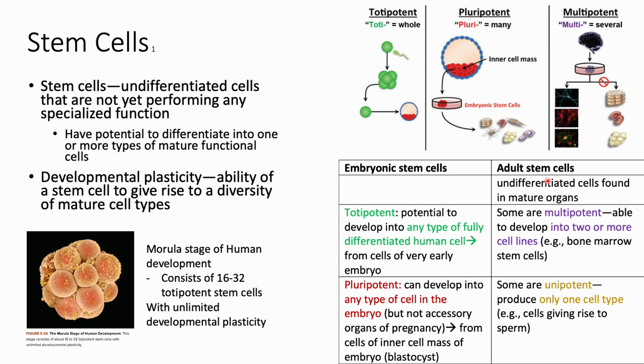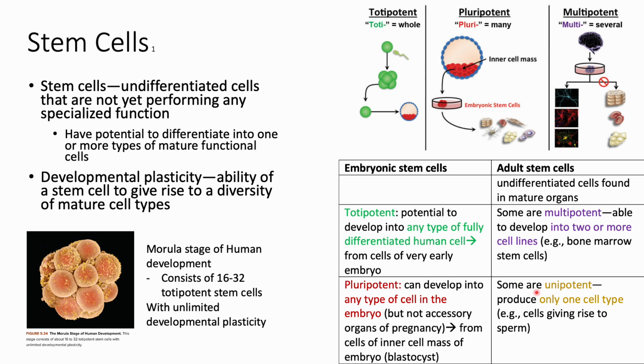Next, we have adult stem cells. These are undifferentiated cells found in mature organs. We have what we call multipotent. They have the ability to develop into 2 or more cell lines. For example, bone marrow stem cells can give rise to white blood cells, red blood cells, many different types of white blood cells. Yes, multipotent stem cells.